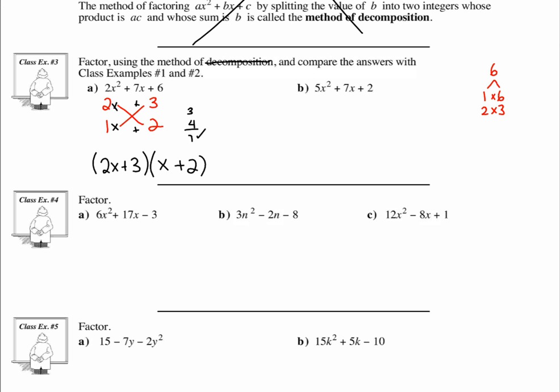Ready to try on your own? Okay, give it a shot. There is a little bit of a guess and check, right, in this. You are playing with it a bit, but I assure you it's so much faster than decomposition.